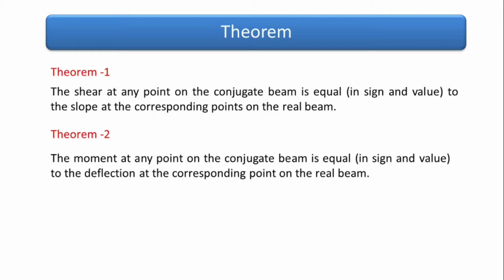Now the theorems here. The first theorem is the shear at any point on conjugate beam is equal, that is in sign and value, to the slope at corresponding point on the real beam. And theorem second, the moment at any point on the conjugate beam is equal, that is in sign and value, to the deflection at the corresponding point on the real beam.